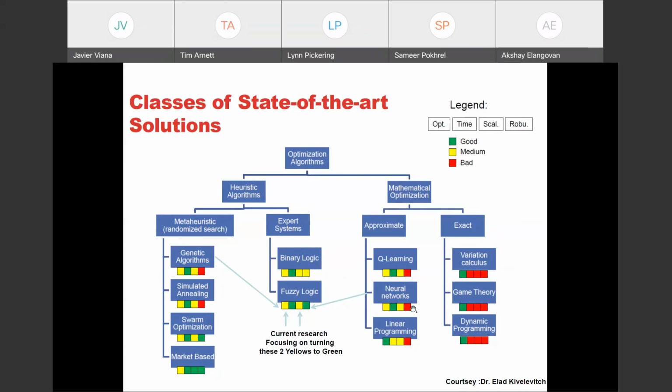I disagree slightly with some of these. These were created by Dr. Elad Kabelovich, formerly at UC, now at MathWorks. But what I want to draw attention to is some of the capabilities of fuzzy logic.